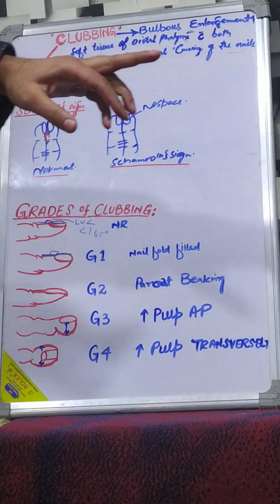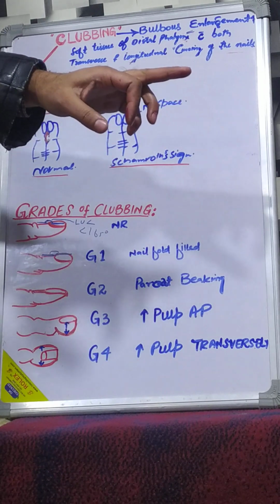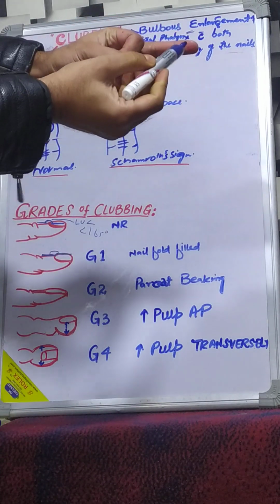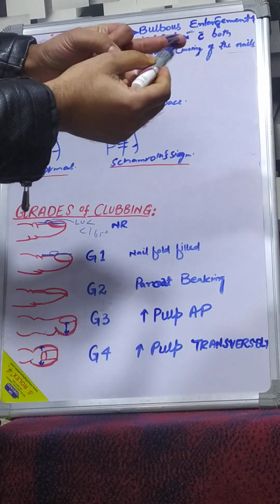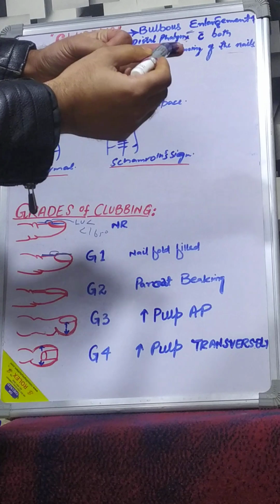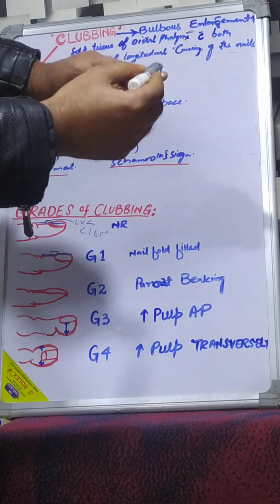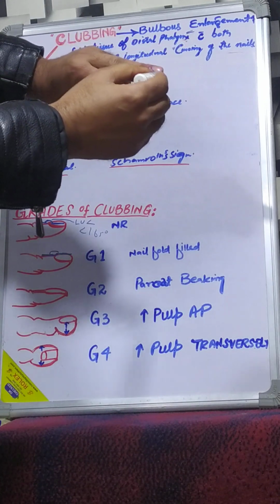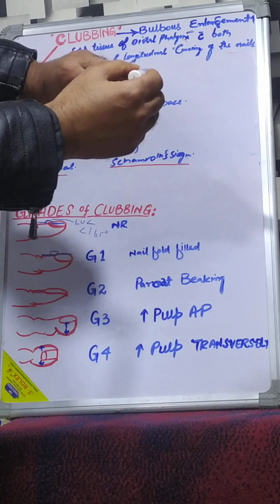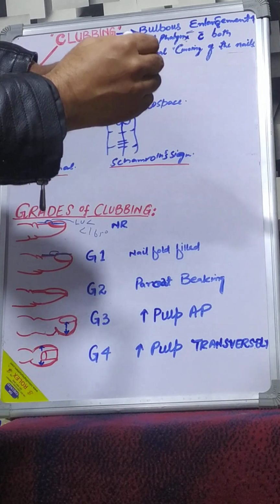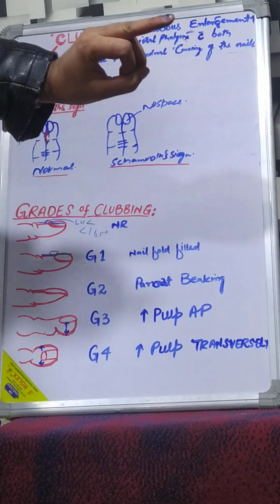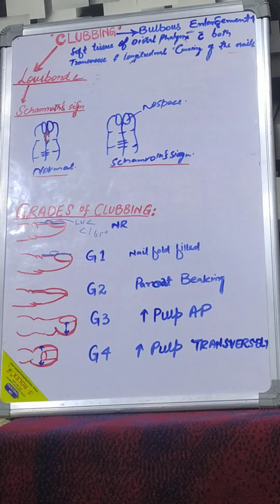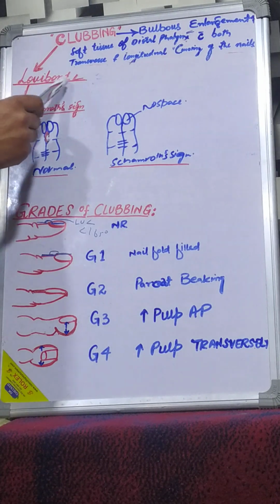If this is the finger, what happens in clubbing? There is a uniform enlargement of the pulp of the distal phalanx. It gets enlarged, and there is an increase in curvature of the nails, both transverse and longitudinal. This is clubbing. In order to confirm clubbing, we check the Lowy bond angle.